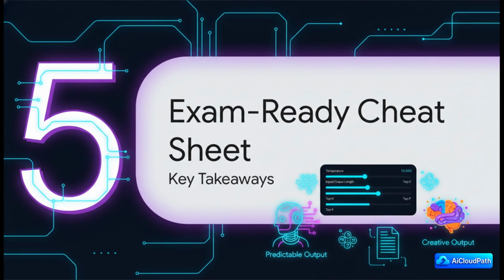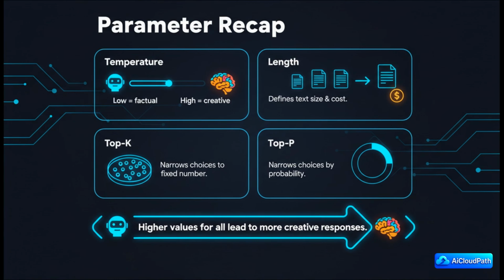Okay, I know that was a lot of information, so let's pull it all together into a simple, handy cheat sheet. Especially if you're studying for something like a certification exam, this is the summary you're going to want to remember. So here is your ultimate recap. Ready? Temperature, that's your creativity dial. High for creative, low for facts. Input/output length, that's all about text size and cost. Longer equals more expensive. Top K narrows your choices to a fixed number of words. Top P narrows them to a probability percentage. And the key takeaway, the golden rule here, is that cranking up the temperature, top K or top P, will almost always lead to more creative and diverse responses.